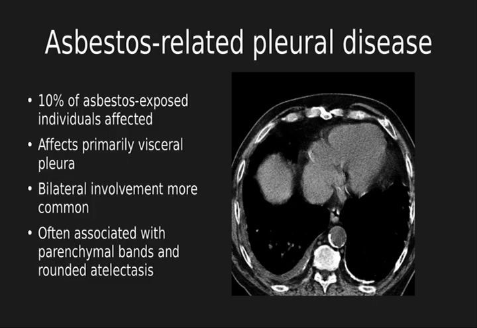Another differential diagnosis is the asbestos-related pleural disease. It presents in 10% of the asbestos-exposed individuals. It affects primarily the parietal pleura. There is also a bilateral involvement, and it is often associated with parenchymal bands and rounded atelectasis.